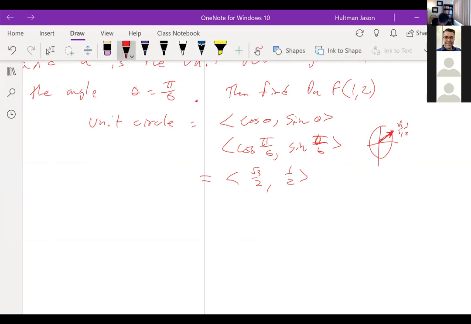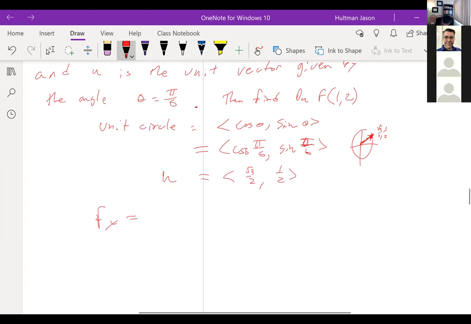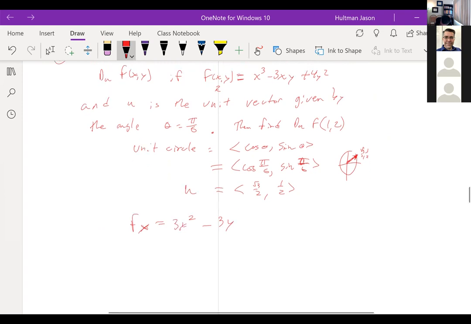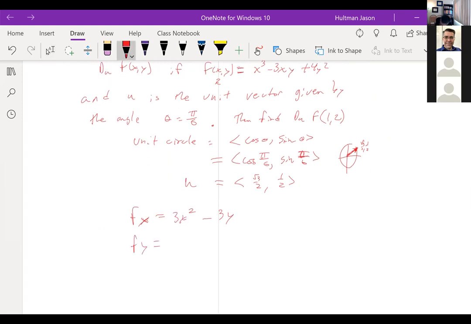Okay. So now I can write again. That's good. Okay, so this is our U, right? That's our U, our unit vector, U. Okay, so what's f sub x going to be in this case? Bring this down. Okay, f sub x is going to be 3x squared minus 3y. Okay. What's f sub y? F sub y is going to be negative 3x plus 8y. Is that right?